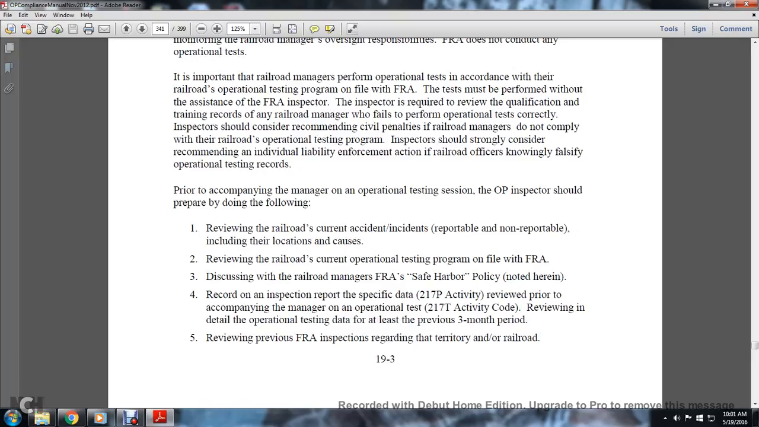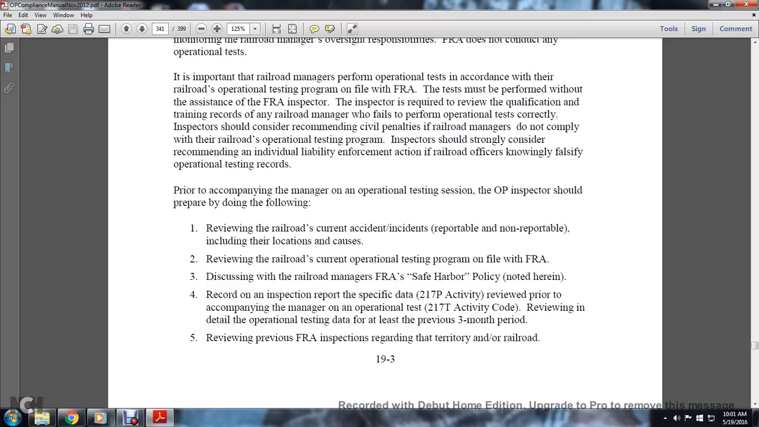Prior to accompanying the manager on an operational testing session, the operational practices inspector should prepare by doing the following. 1. Review the railroad's current accident and incident reports, reportable and non-reportable, including the location and causes. 2. Review the railroad's current operational testing program on file with the FRA, discussing the railroad manager's FRA safe harbor policy noted herein.